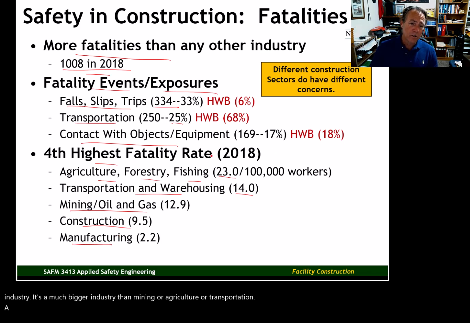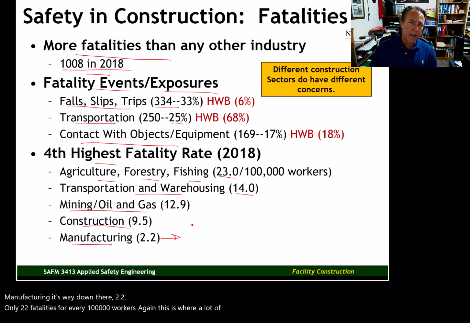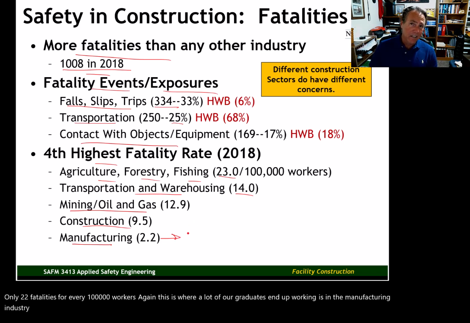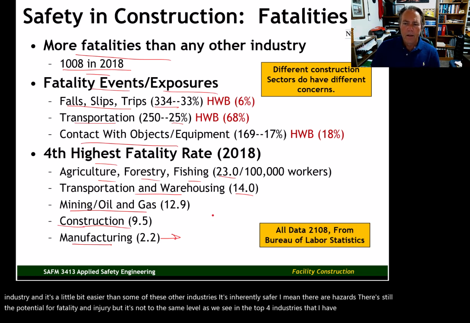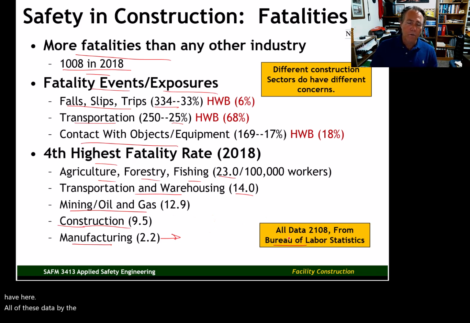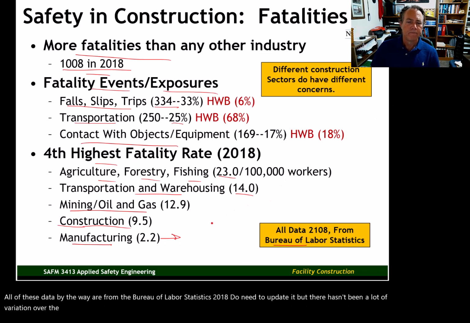Manufacturing, it's way down there, 2.2. Only 2.2 fatalities for every 100,000 workers. Again, this is where a lot of our graduates end up working, in the manufacturing industry. And it's a little bit easier than some of these other industries. It's inherently safer. I mean, there are hazards. There's still the potential for fatality and injury, but it's not to the same level as we see in the top 4 industries that I have here. All of these data, by the way, are from the Bureau of Labor Statistics 2018. Yes, I do need to update it, but there hasn't been a lot of variation over the years in these numbers.